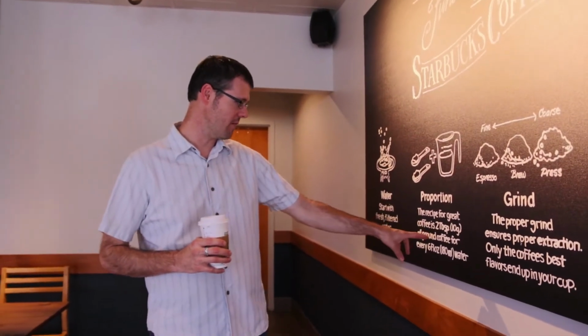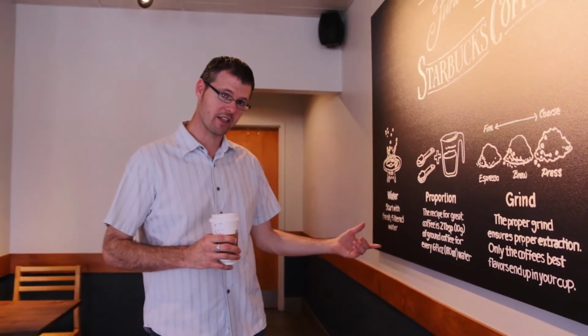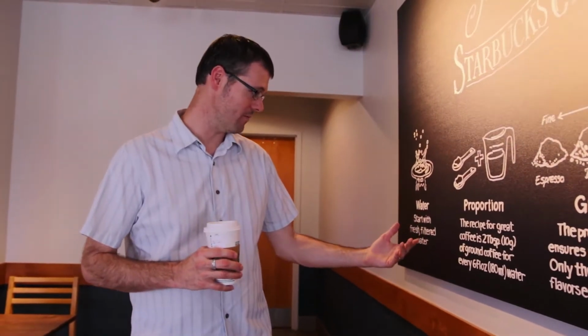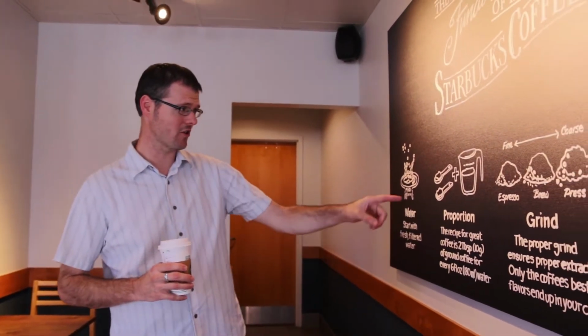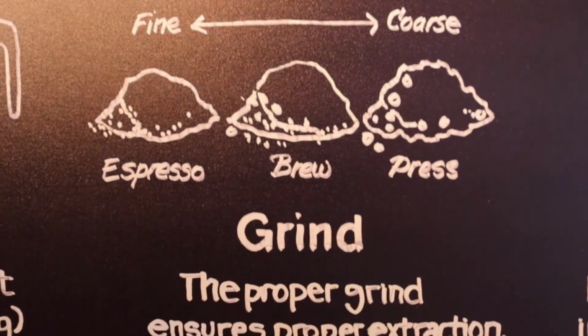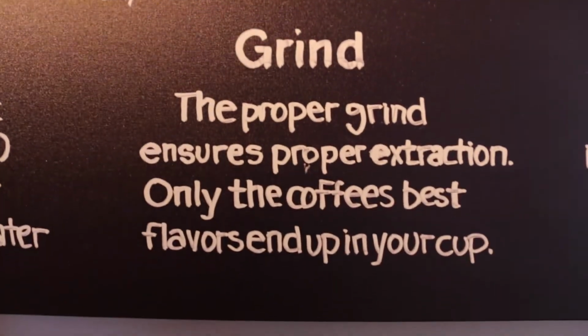So again, 2 tablespoons of ground coffee for every 6 fluid ounces, or 10 grams of coffee for every 180 milliliters of water. The third step is grind. These are the different types of granules or grains you can get.